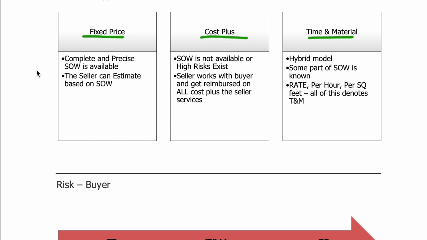Cost plus is when I do not have a SOW at all. Then I would say, okay, you come and do the work for me. Why? Because I really don't know what I want. So let's explore it together. I'm going to reimburse you for all your work as well as all your services. So the seller is a happy seller here. And time and material is the hybrid of both of these. You recognize a T&M contract by a rate, per hour, per square feet, and so on. Whenever you have a rate for any service, that's a time and material contract.